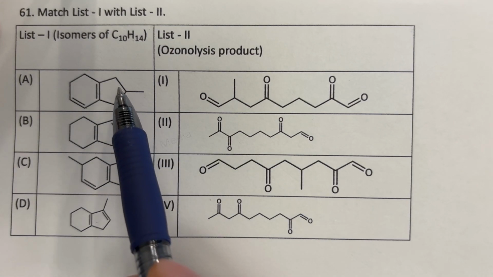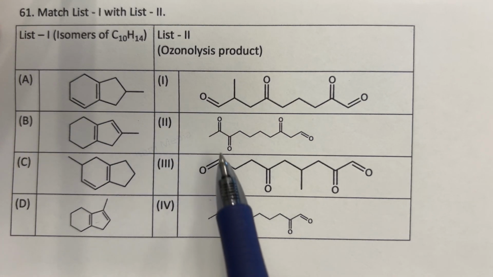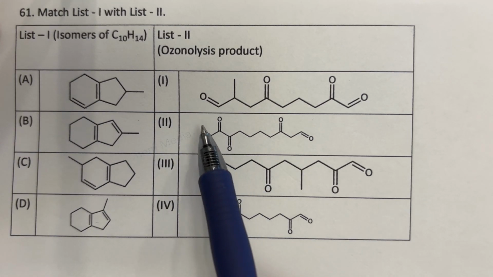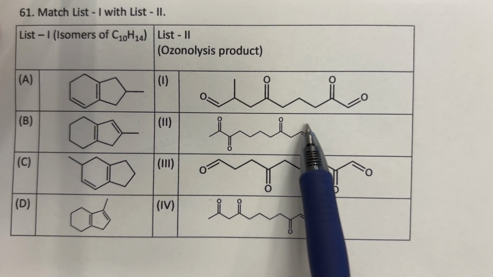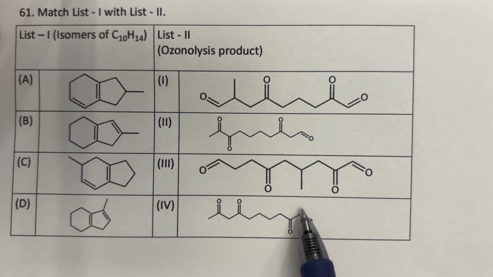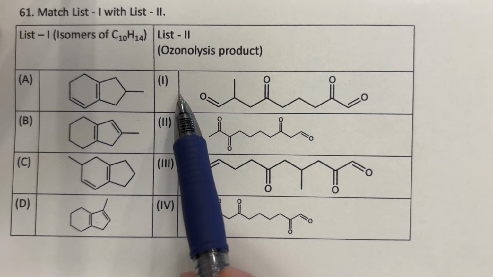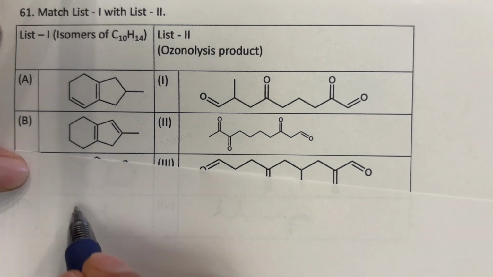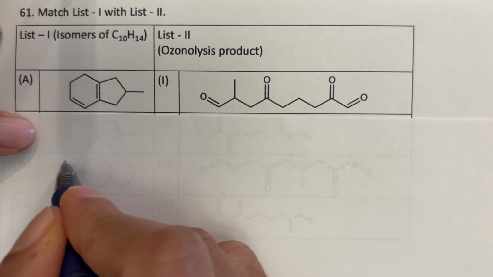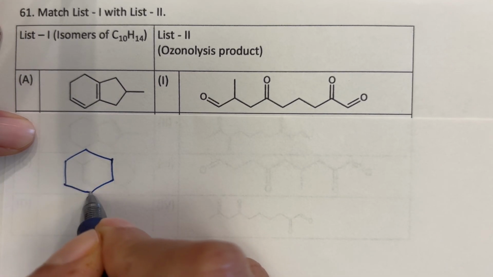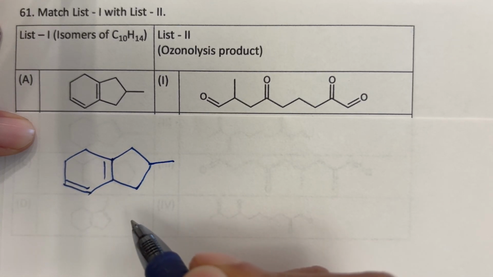So, therefore, the product here should either match with 1 or it should match with 3. It cannot match with 2 and 4. Why? Because in 2 and 4 we see only 1 aldehyde and 3 ketones, and therefore, A should match with either 1 or with 3. So, let us write the ozonide and then we will figure out which is the correct product here. So, we have a bicyclic compound here.